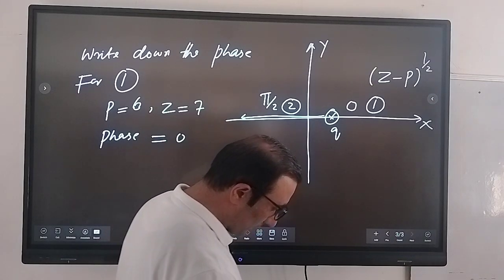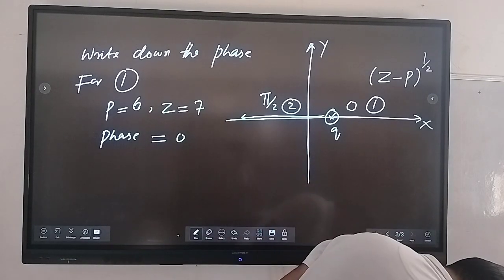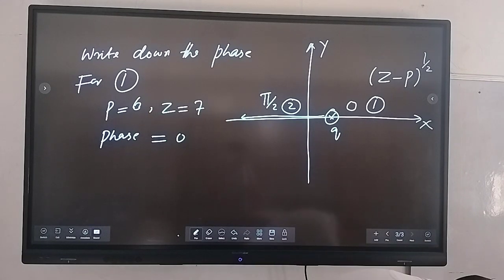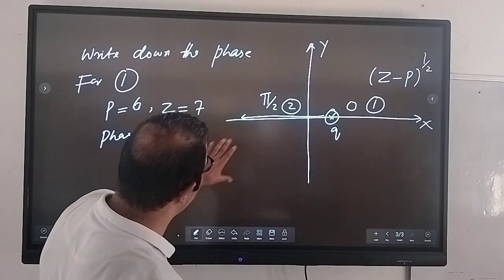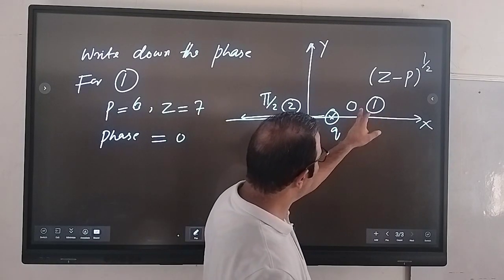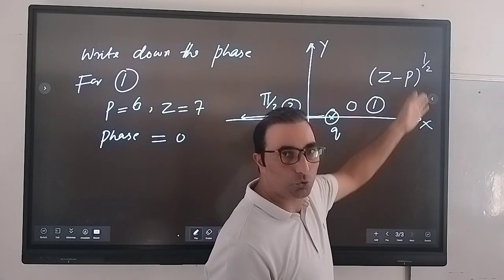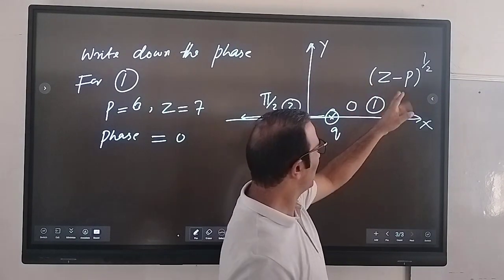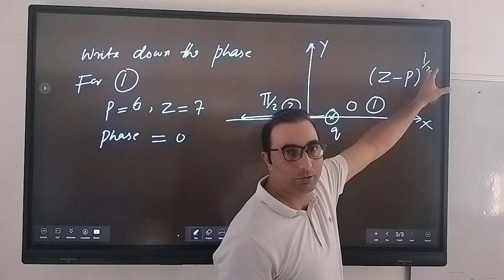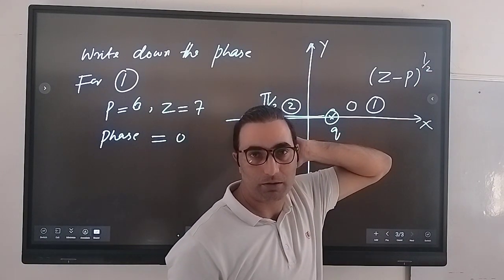And similarly, if you check now, for the second, the phase will change by pi by 2, because our function here, z is going from 0 to pi, but (z minus p) raised to the power 1 by 2 will be pi by 2, because we have the power 1 by 2. So its argument will change by pi by 2.